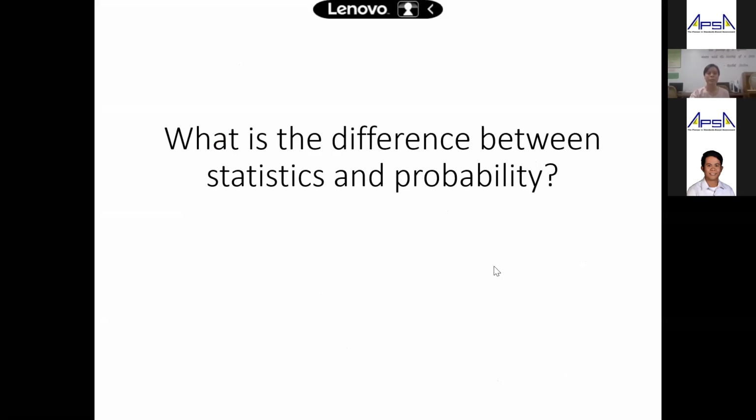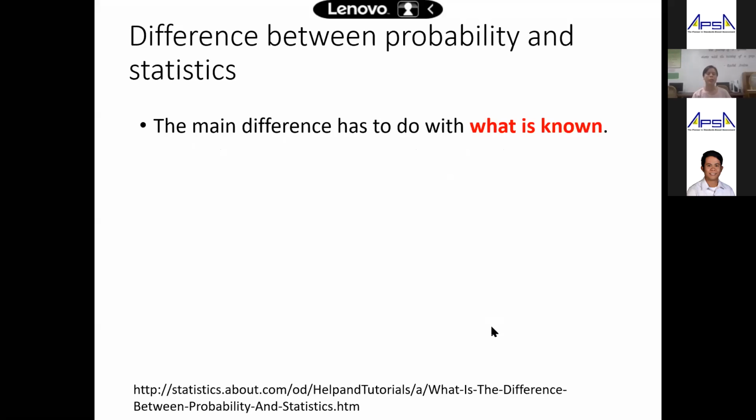First of all, what's the difference between statistics and probability? Okay, I don't think this is very much emphasized. Kasi parang lagi na lang, pag naririnig natin yung probability, may statistics and vice versa. So, paano nga ba? Okay. So, the main difference has to do with what is known.